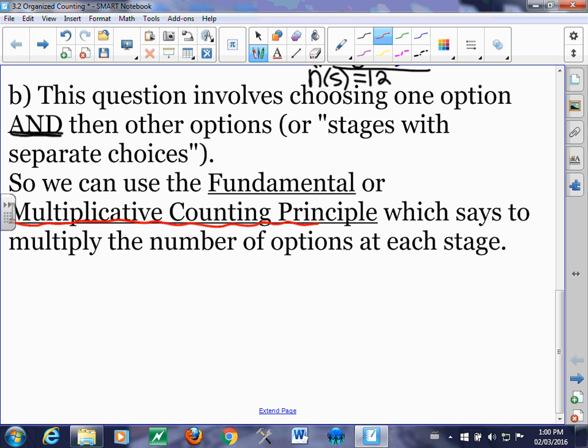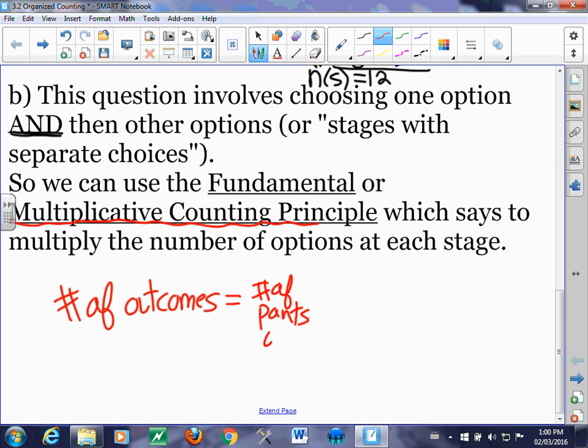So if we're looking for the number of outcomes, which are options of outfits here, guys, and it doesn't ask you to do a tree diagram, then you can say, okay, how many options do we have with the pants? So it's going to be the number of pants outcomes, and then you're going to times that by the shirt outcomes or options, and then you're going to times that by the shoe options, or outcomes.